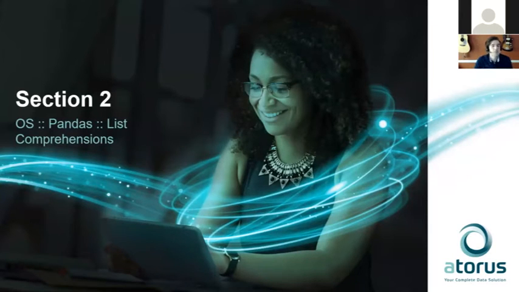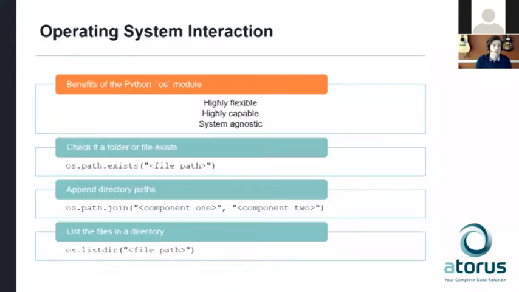So section 2, we're going to talk through some more Python stuff. We're going to go over the OS module a little bit. We're going to talk about Pandas, not the animal, the Python library, and we're going to go over list comprehensions, which is one of my favorite things in Python. So with this, I'm going to let Nathan talk and teach you a little bit more.